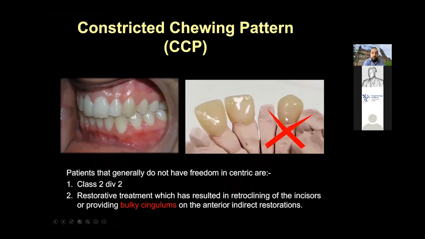Something like that, these are meant to be the palatal aspects of the teeth. Of course, they should not look like the labial aspects of the teeth. You can actually wear them to two faces there. Again, especially in Class 2 Division 2 patients, the skeletal pattern is important as well. Bulky cingulums, all of these will cause this constricted chewing pattern.